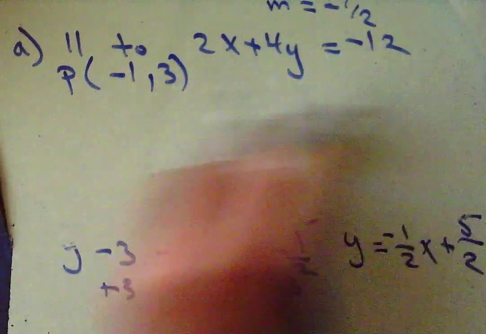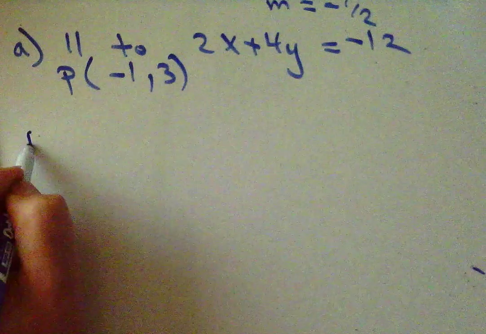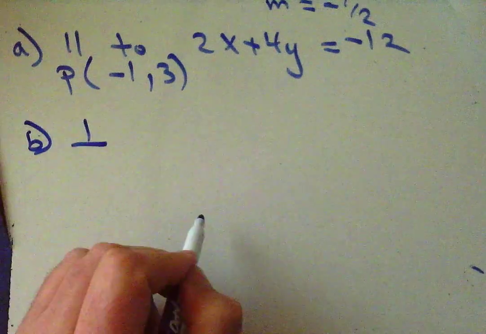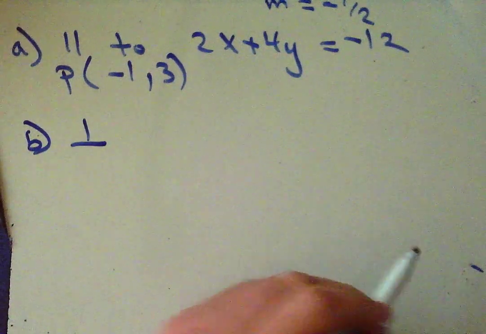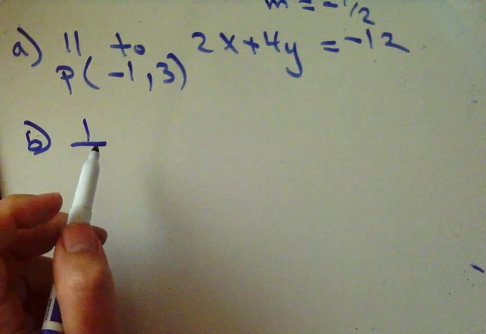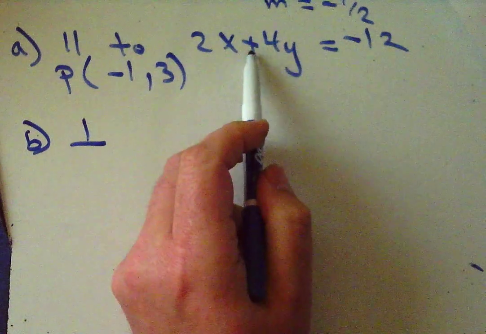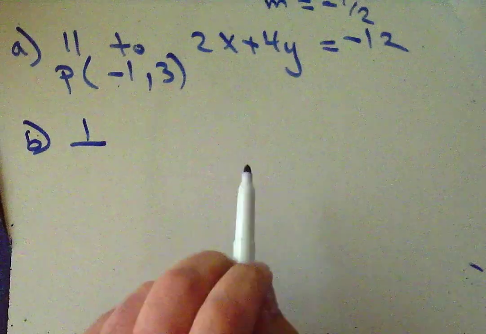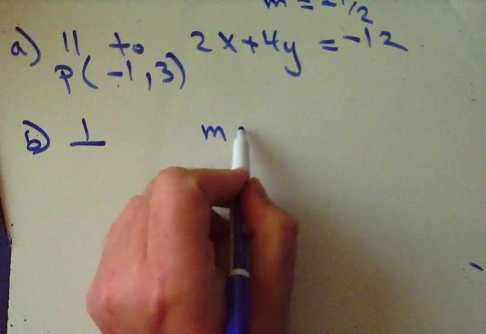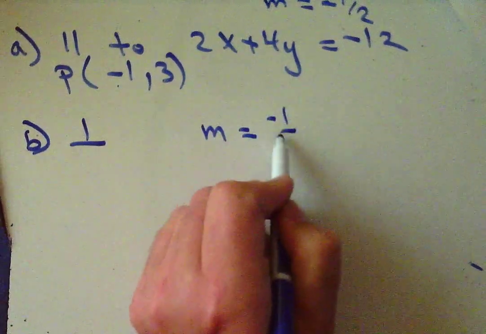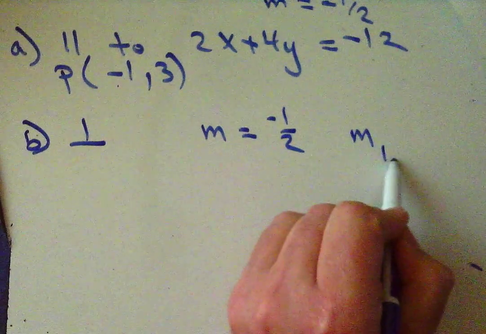And now, let's do part B. Write the equation of the line perpendicular to this one and passing through this point. Pause the video now and write the equation of the line that's perpendicular to this one that passes through this point. Okay, welcome back.